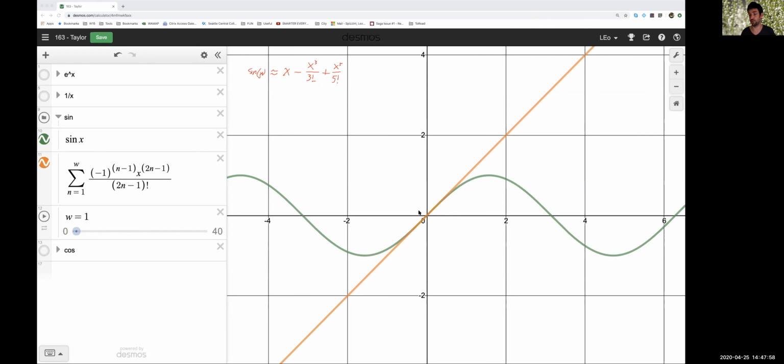And that's what shows up right here. They look very similar near 0, right? Or you probably learned at some point that the limit as x approaches 0 of sine x over x is 1 because they're so closely aligned there. All right, let's add some terms.